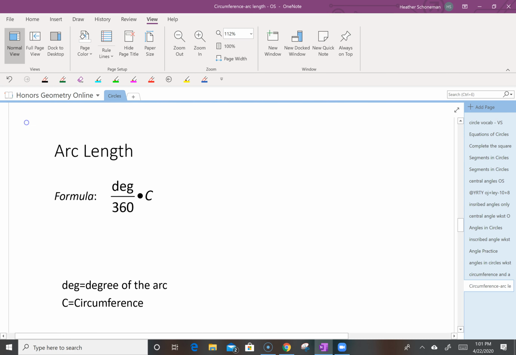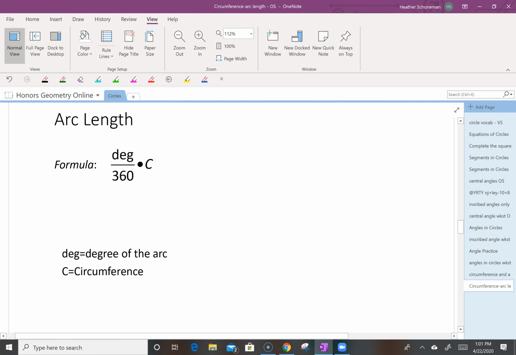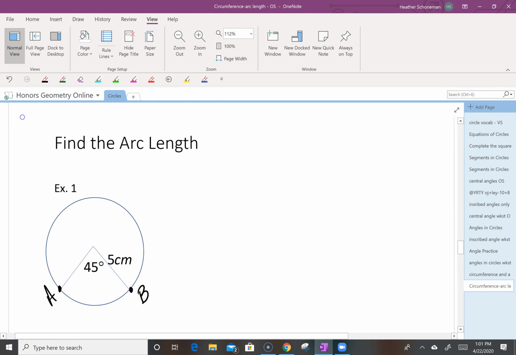And thinking about that gives us an arc length formula. So the fraction, the portion, is going to be the degree over 360. So that there's 360 degrees in a circle. So if it was 180 over 360, that'd be half a circle. So we want half of the circumference. So doing the degree over 360 gives us the fraction of the circumference we need. So it's going to be this times the circumference. All right, let's practice this and put this in action.